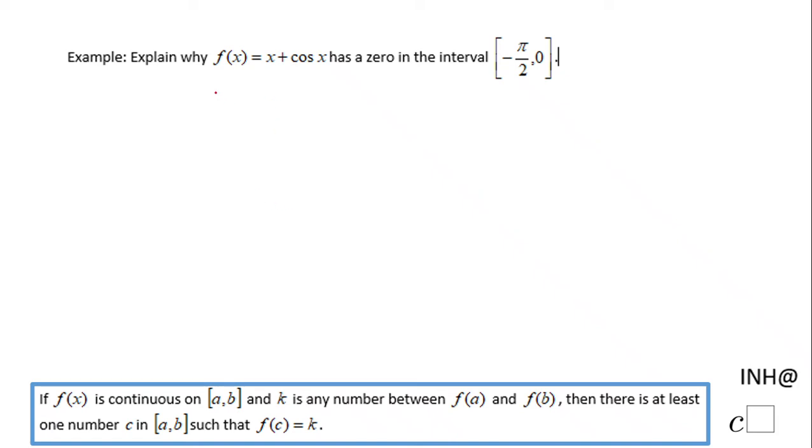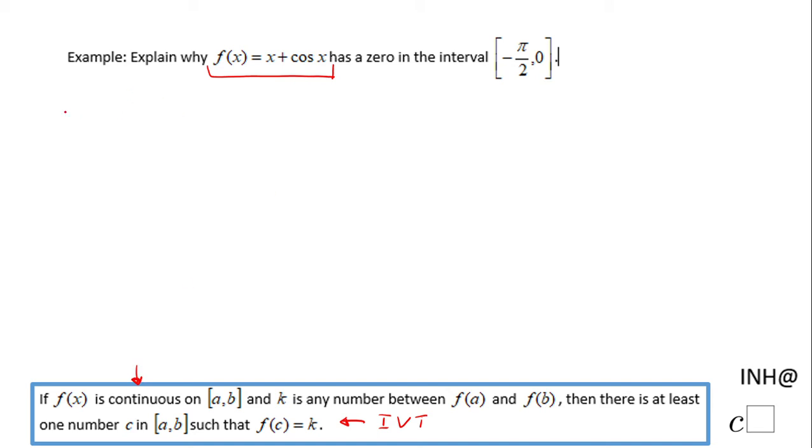In this example, we need to explain why this function f of x equals x plus cosine of x has a 0 in the interval negative pi over 2, 0. And for that reason, I'm going to use this theorem you see here, which is called the Intermediate Value Theorem, or the IVT, which says, first of all, that the function needs to be continuous.